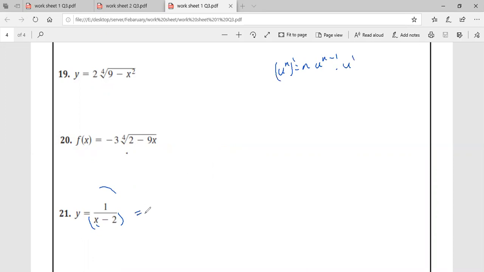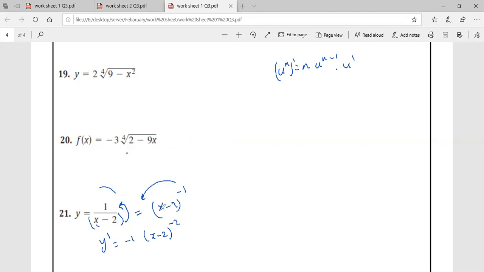The derivative is the exponent n times u to power n minus 1 multiplied by the derivative of u. I rewrite this function to be in the power form by moving this bracket to the numerator. It will be x minus 2 all to power negative 1. Now I can apply the power rule. Negative 1, yes. Then the bracket, decrease the exponent by 1, it will be negative 2.